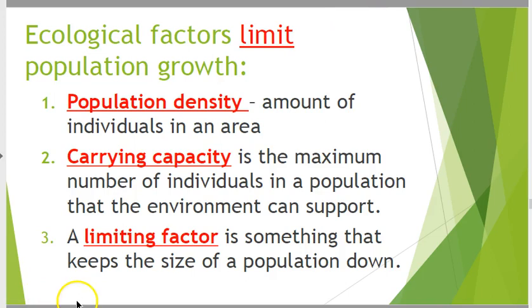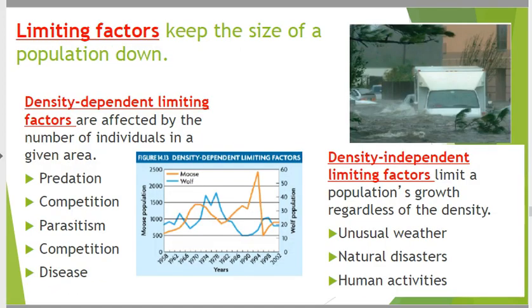So, limiting factors. We have density-dependent limiting factors. This goes back to that population density affected by the number of individuals. Okay. We've said competition. Predation, remember what that is? Hunt, kill, and eat. That's going to limit how many things grow there or survive there. Parasitism. I don't know why competition's on there twice, but it is. Probably because it's important. And disease.